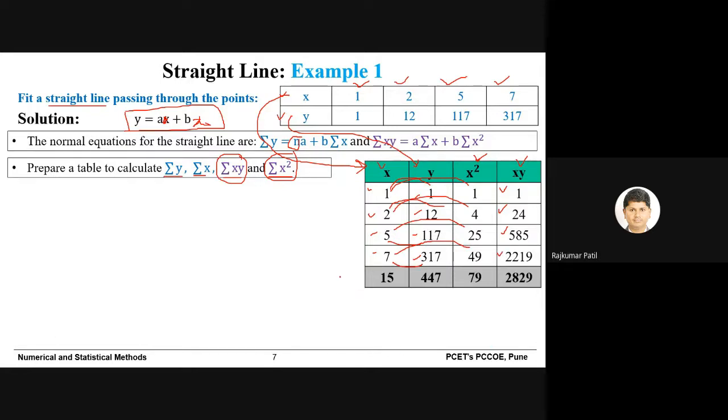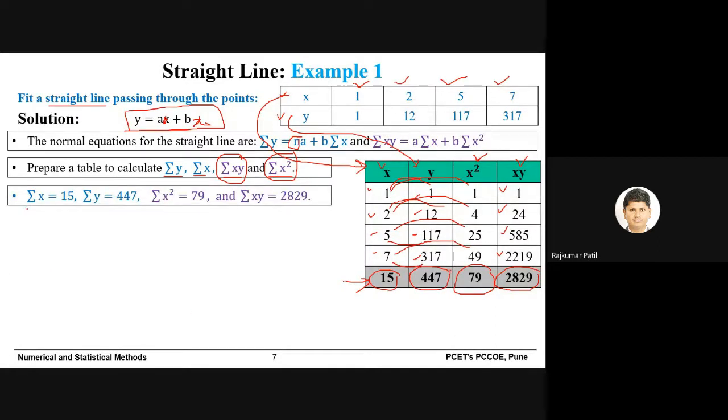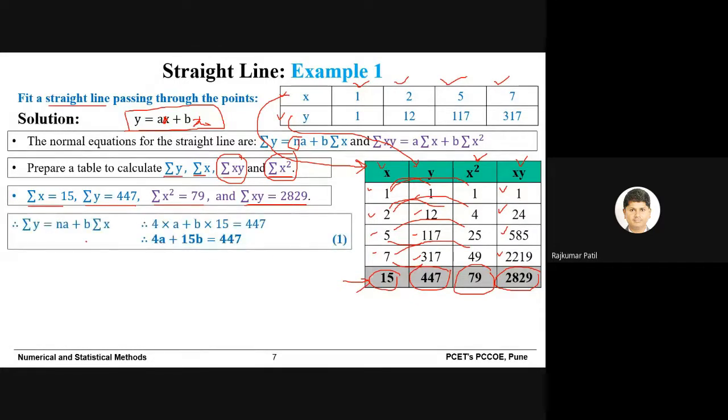And if you look at the last row of this table, this is summation x, this is summation y, summation x square and summation xy. So this is how you can find out the values of summation x, summation y, summation x square and summation xy. Then put these values in the normal equations.